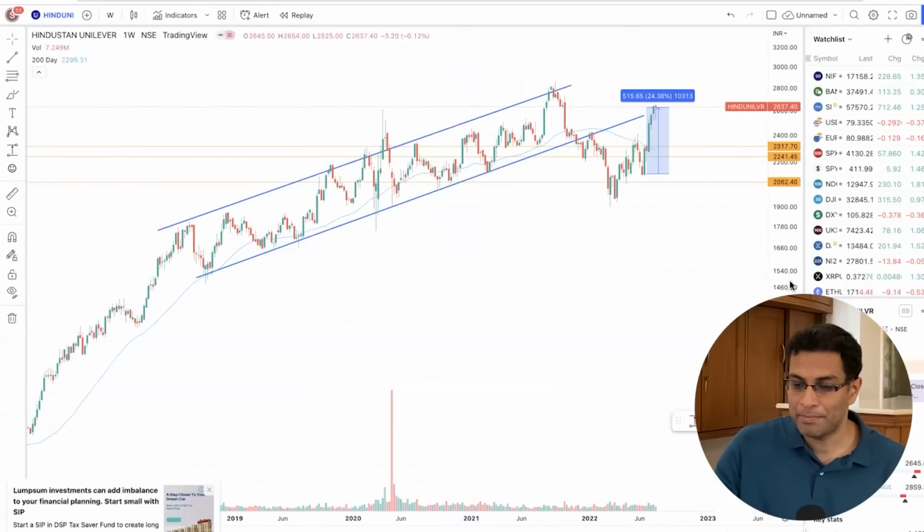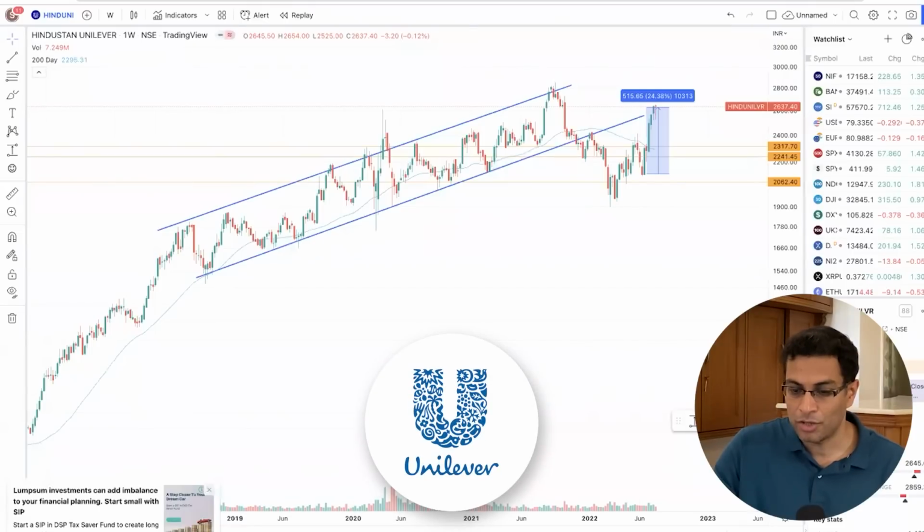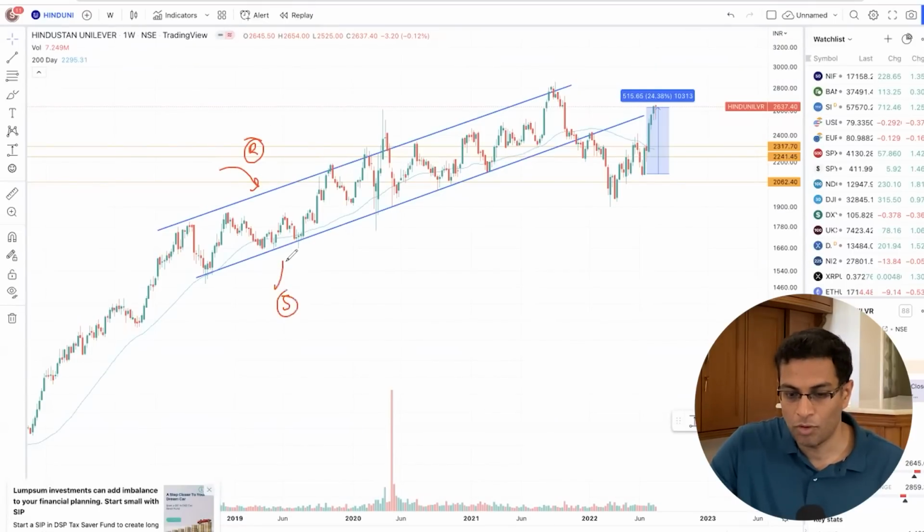So let me start today's video by talking about a very important example. And here is the example in front of your screen, and then I will set some context for the video. So this example is about Hindustan Unilever, and you will see that this is the resistance line. This is the support line. What is resistance support? Please don't worry, I will explain that in a minute.